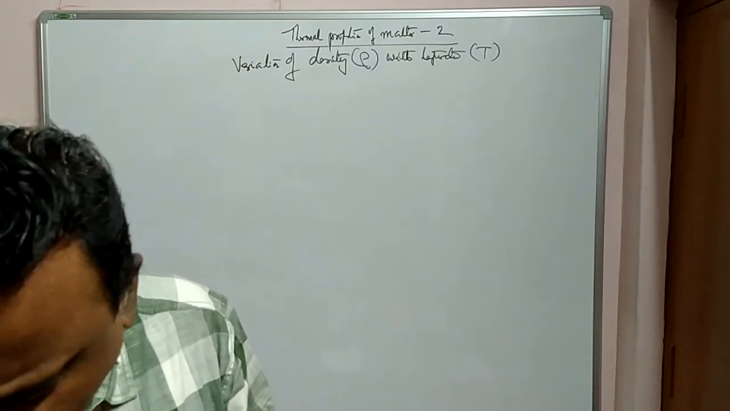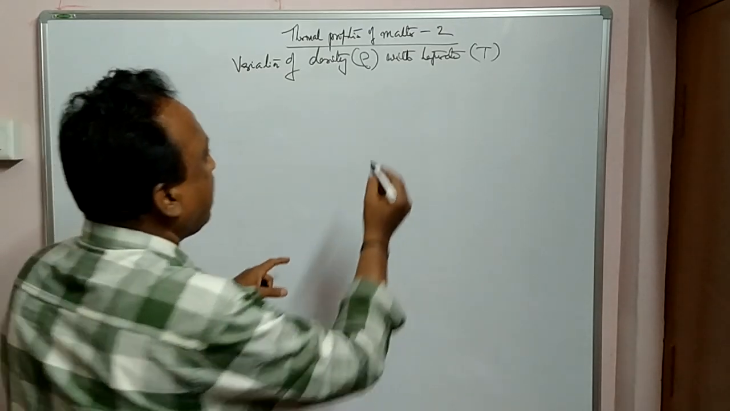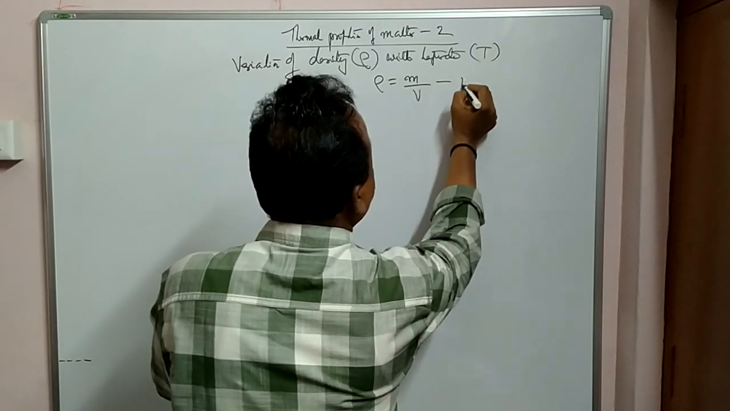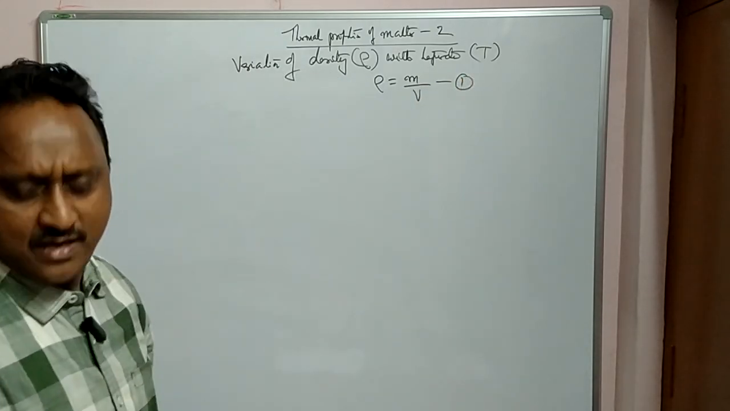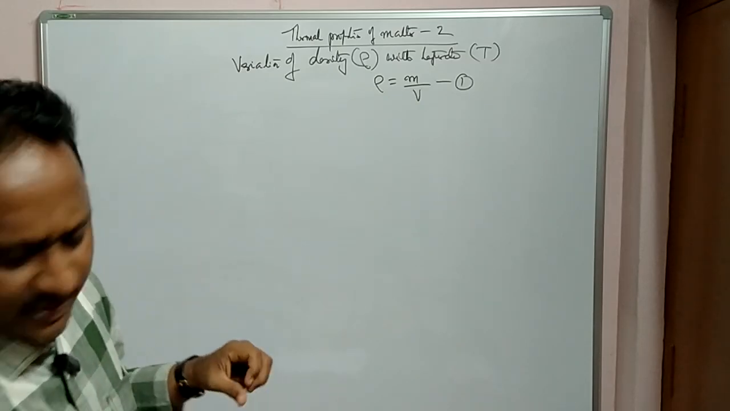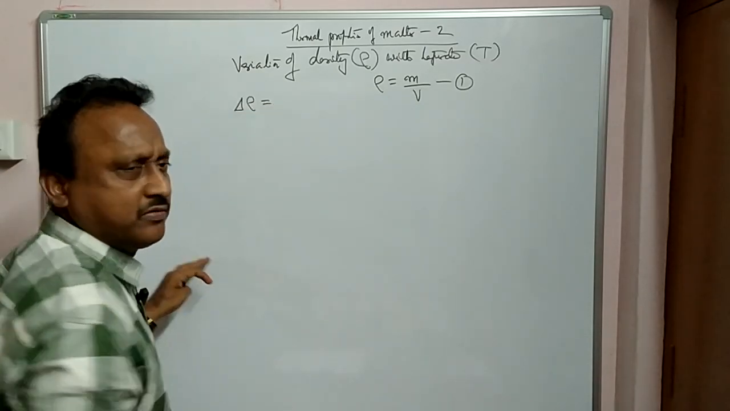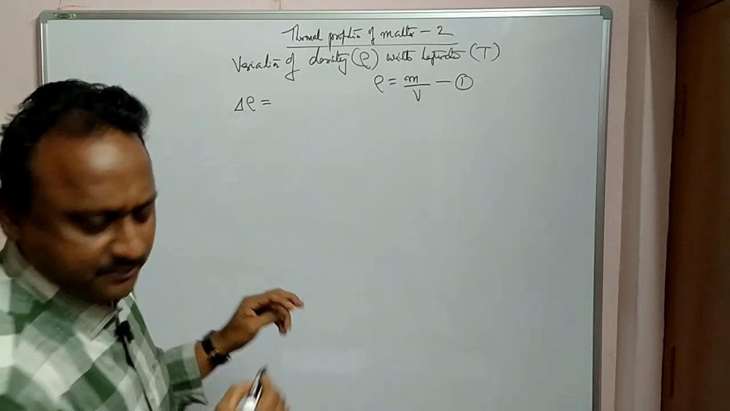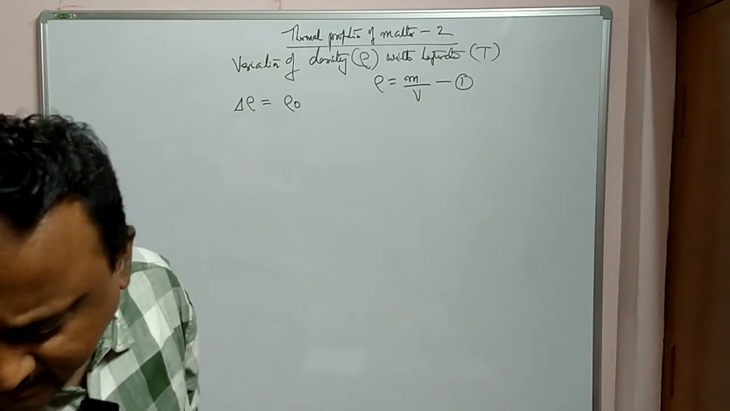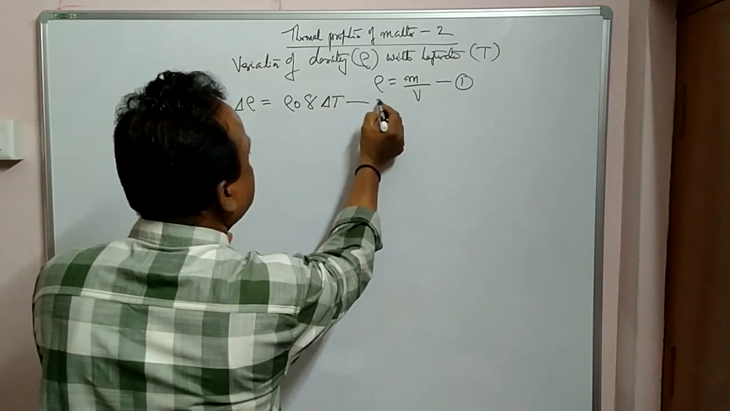Now we'll try to take some equations from here. We know what is meant by density. Density is equal to mass per volume. You know density, mass per volume. So here you can write change in density, delta rho, simply as rho 0, the initial density, into gamma delta T.